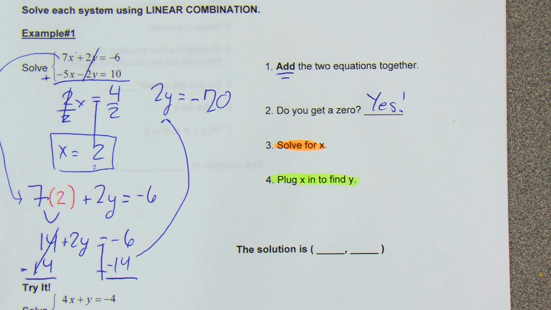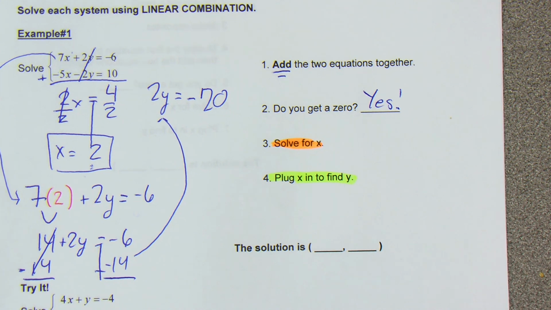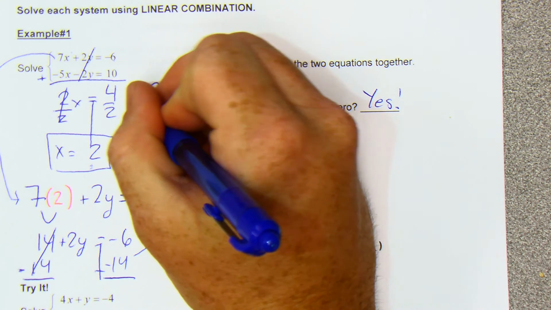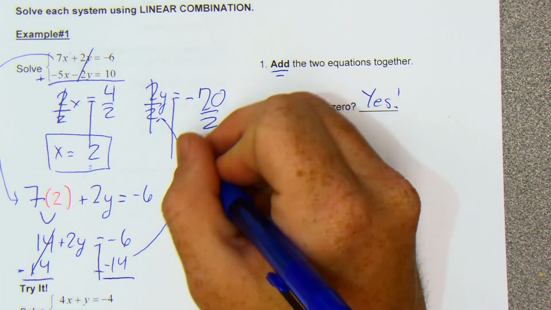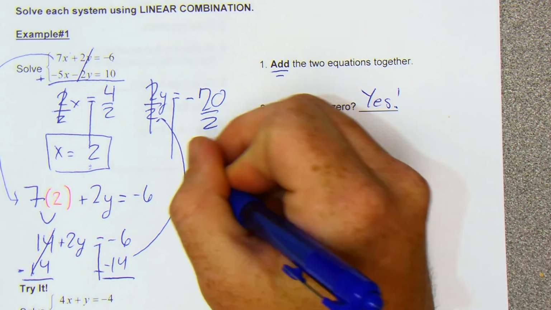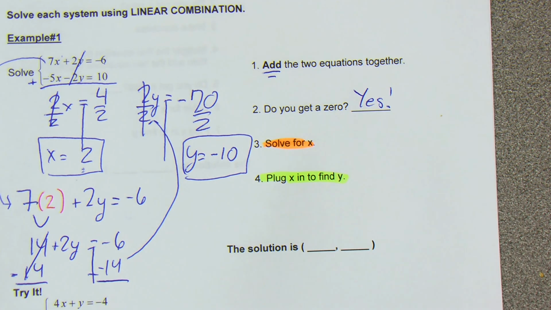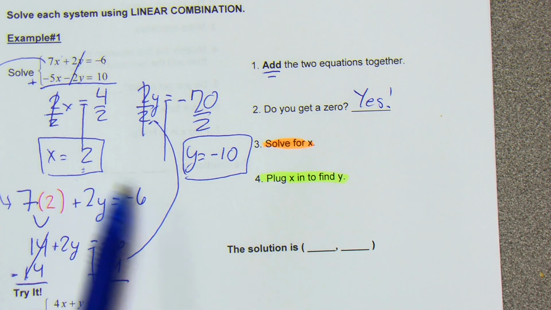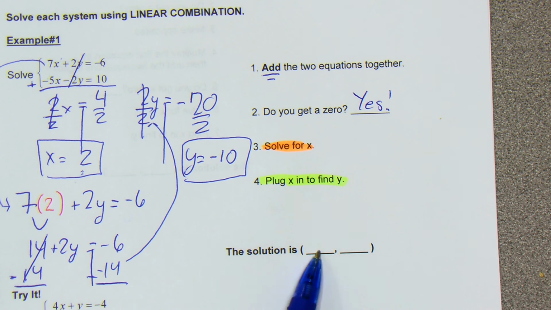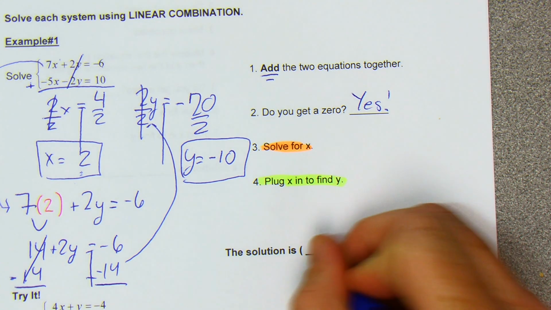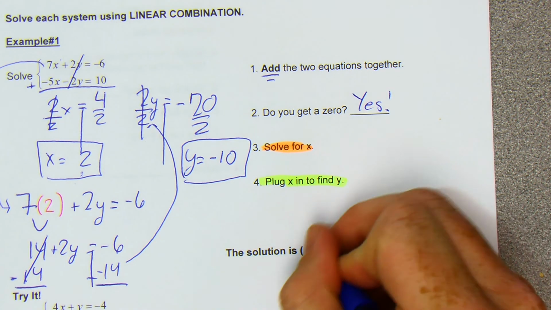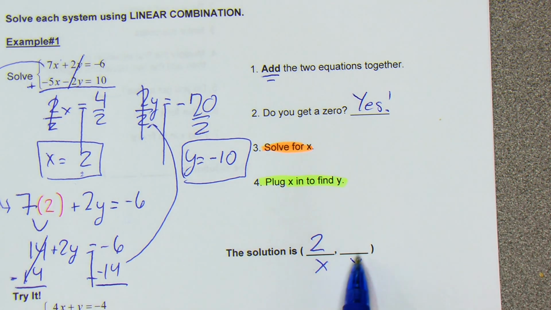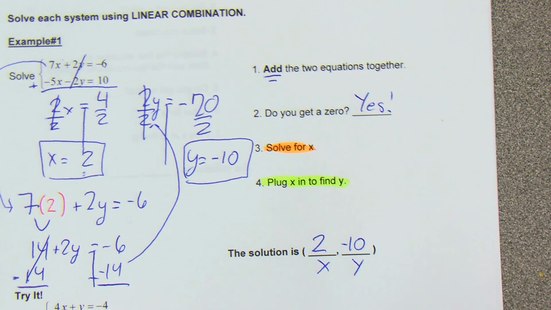To get y by itself, I know that the 2 is multiplying my y, and the opposite of multiplication is division. So I divide both sides by 2. That cancels out, and I get y equals -10. So my x is 2 and my y is -10, and that's my solution. I fill in my x for my x spot and my y for my y spot: over my x, I put 2, and over my y, I put -10.